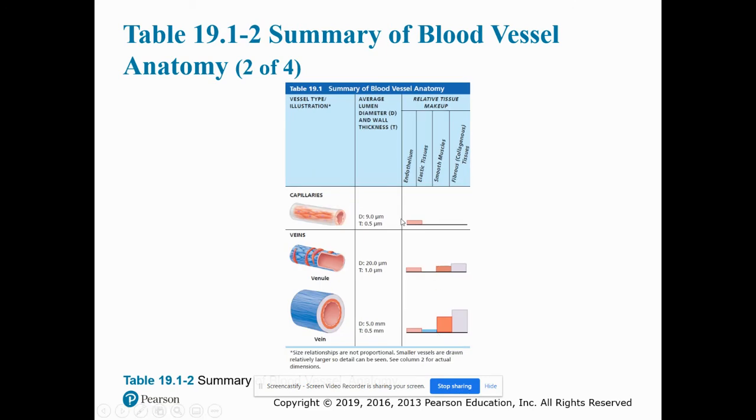Capillaries, again, only contain the endothelial layer. And then we have venules, which have very little elastic tissue, a little bit of smooth muscle, some fibrous. And then veins, which have some smooth muscle and some fibrous.